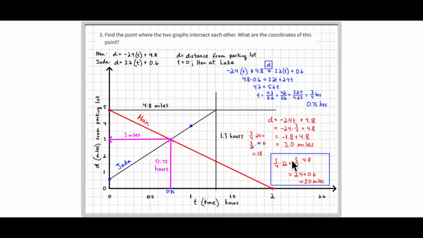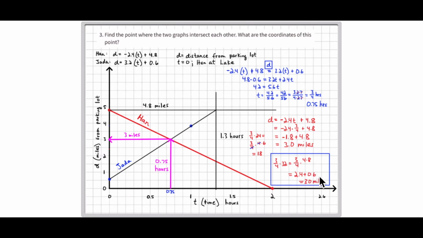Now you could also use Jada's expression. That's 3 2/10 miles in an hour, but she only walked 3/4 of that. So it's 3/4 of 32, or 3/4 of 3 2/10. Well, 32 divided by 4 is 8, and it's 3 of those 8s. It's 3/4. So 3 times 8 is 24, or 2 4/10. So again, this is just a little calculation to get the digits, 24, but it's 2 4/10.